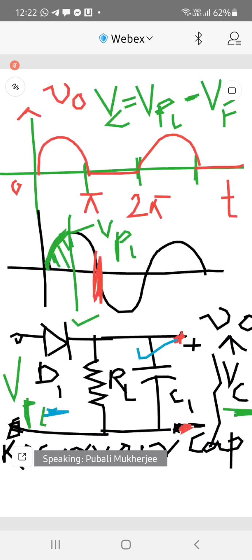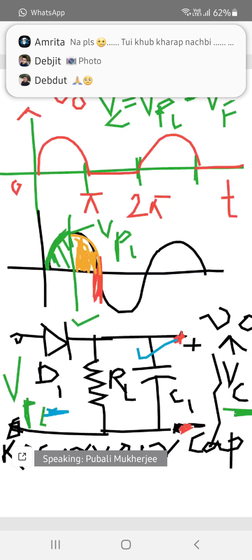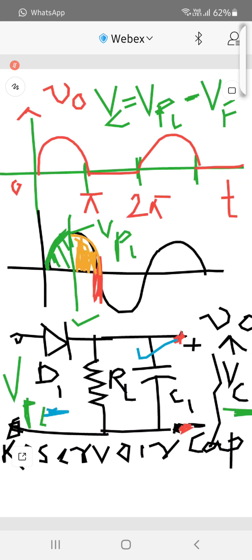Now, please listen, after pi by 2, what happens? You see, in the positive half cycle also, there is a fall in the value of the amplitude of the signal from the peak value, yes or no? VPI is the peak value. Then, I am marking, suppose in yellow for you, in the second half cycle, let me color it for you as well. In the second quarter, from pi by 2 to pi, there is a fall in the value of the amplitude from the peak value, yes or no? Yes or no?